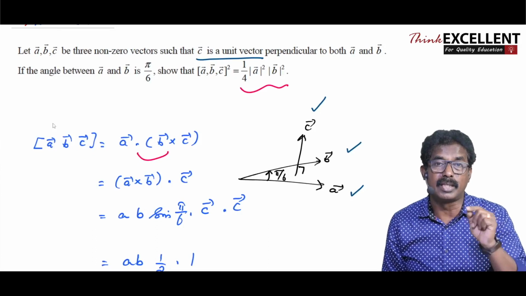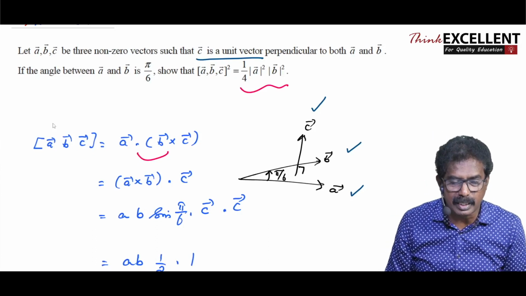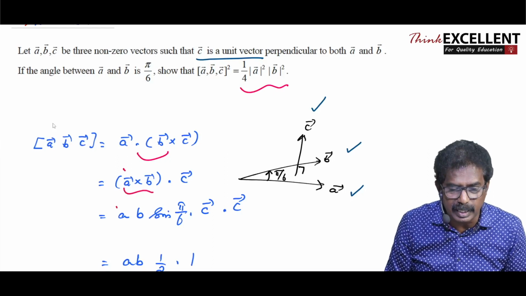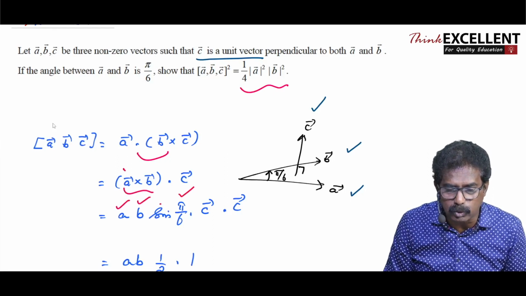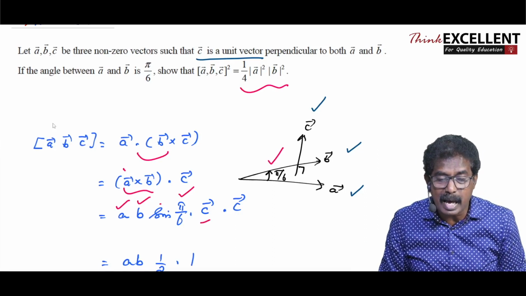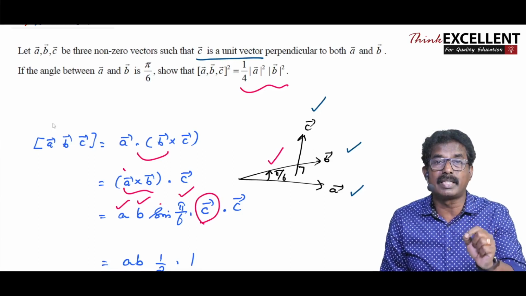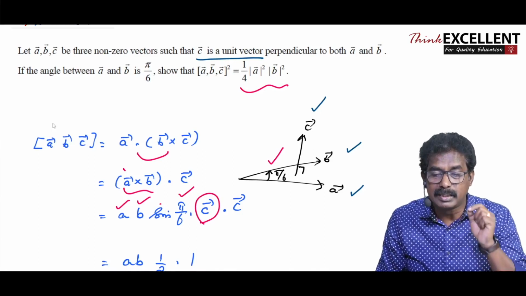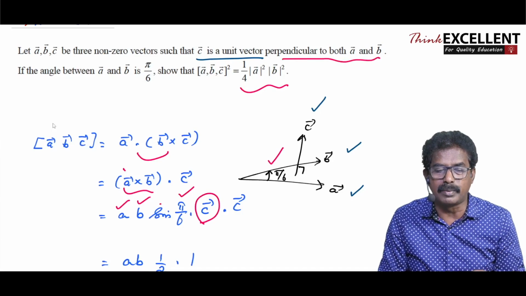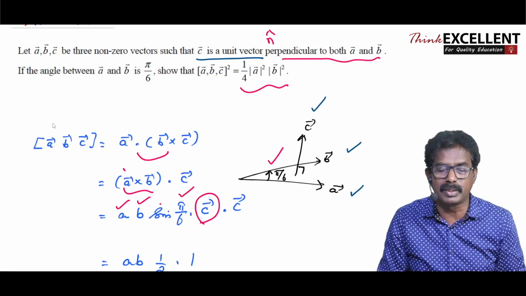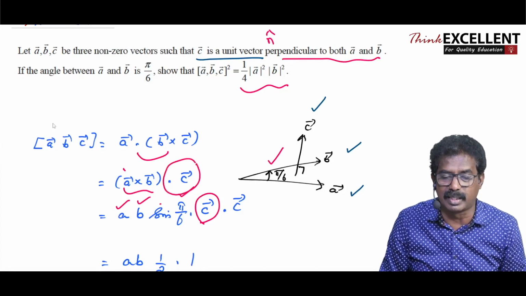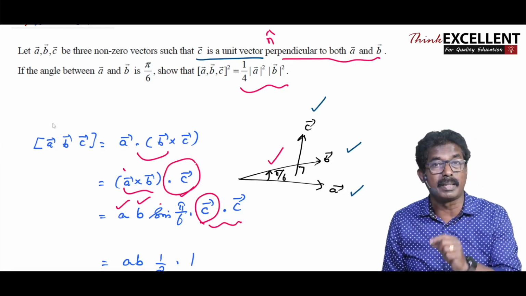What is n cap? It's a unit vector perpendicular to A and B. Right? So here it is of the A cross B type: A, B, sin theta. Hope you understood, the angle between A vector and B vector is pi by 6. N cap is a unit vector perpendicular to A and B. Here, C vector is a unit vector perpendicular to A vector and B vector, so that is our n cap. Instead of n cap, we write C vector. Then we have dot C vector. C dot C is 1 because it's a unit vector.